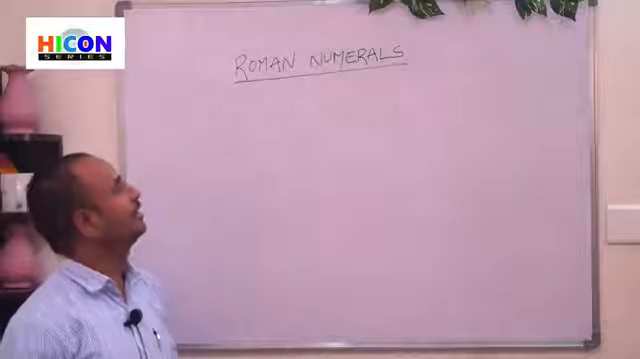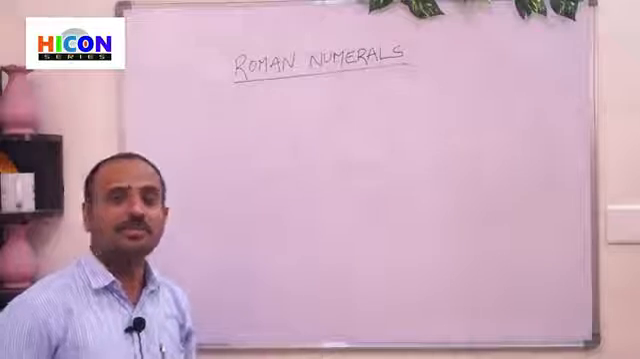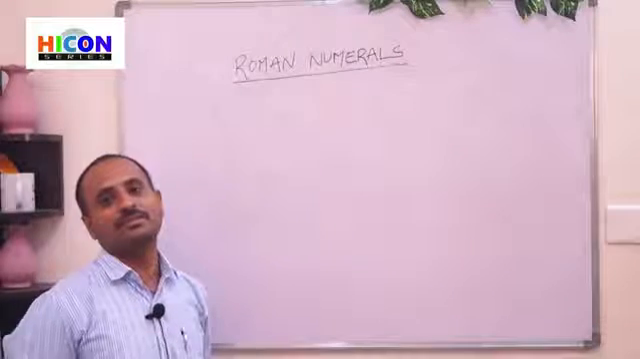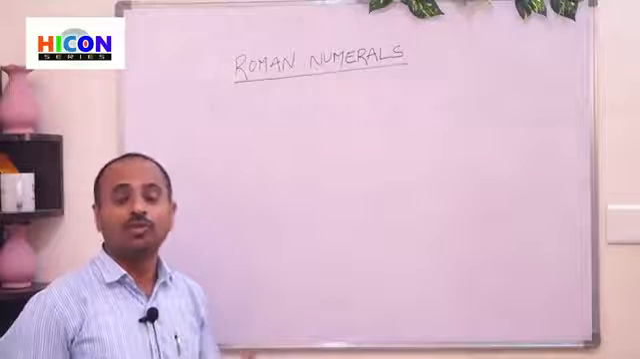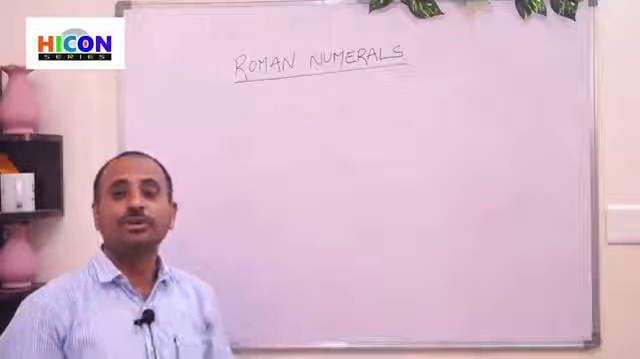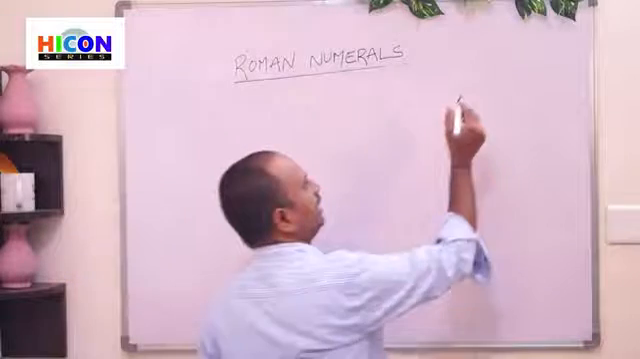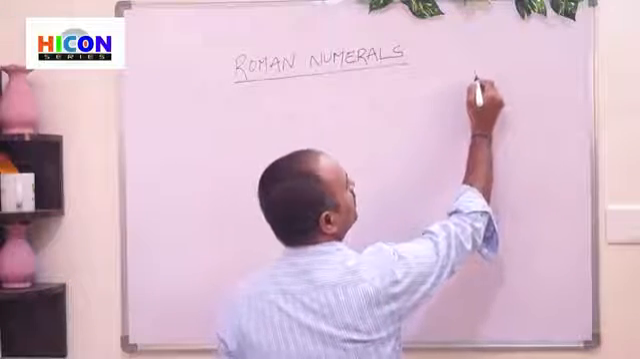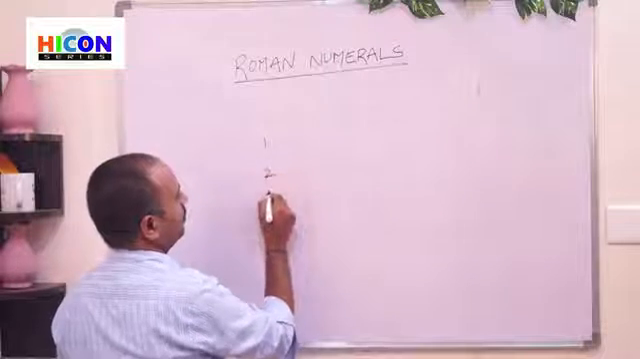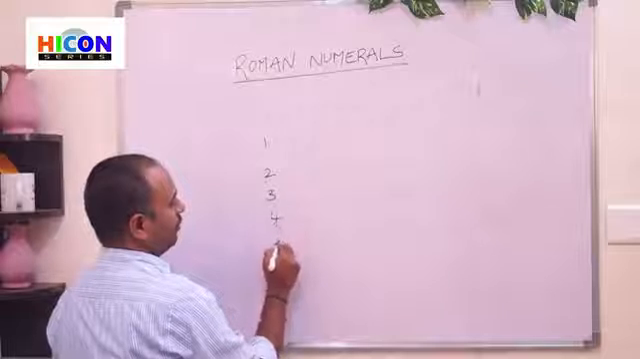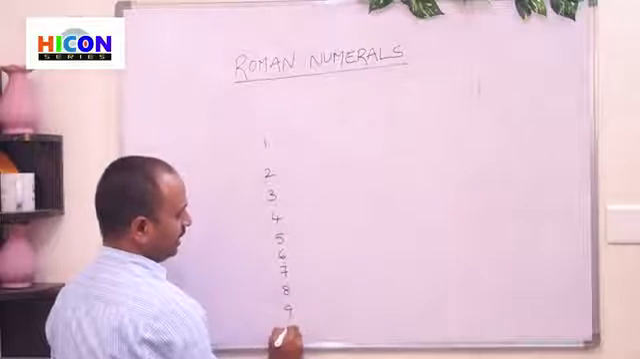The next topic in this chapter is Roman numerals. Children, how can we write numbers? How can we form different numbers? We form different numbers by using a combination of 10 digits. So we write different numbers using these: 1, 2, 3, 4, 5, 6, 7, 8, 9 and 0.